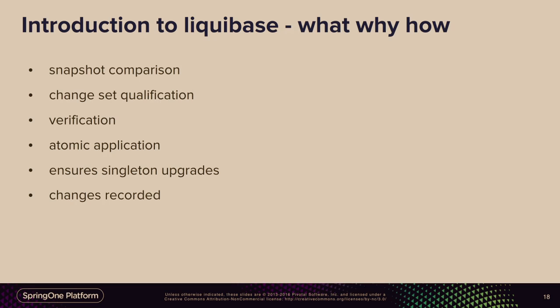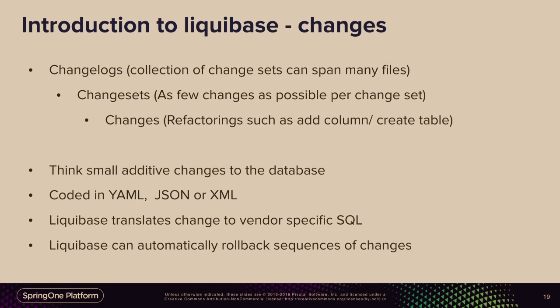Every change is atomically applied, and it has a mechanism to ensure that only one instance can be upgrading the database at a time. And again, it records every change that's made. It has a hierarchical form of change logs. These are just collections of change sets. And then each change set, we try to put as few changes as possible in each change set. And inside of it, it has individual changes, individual refactorings that you're making.